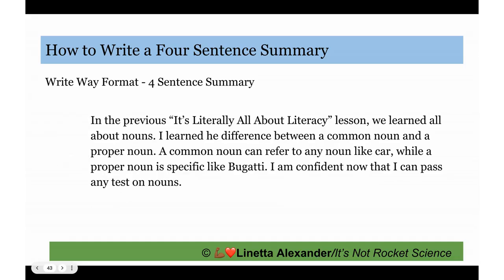When you put it all together, look at how nicely this flows. In the previous, it's literally all about literacy lesson. We learned all about nouns. I learned, misspelled word. Sorry about that. The difference between a common noun and a proper noun. A common noun can refer to any noun like car, while a proper noun is specific like Bugatti. I'm confident now that I can pass any test on nouns. Okay. Besides that little spelling error, forgive me.